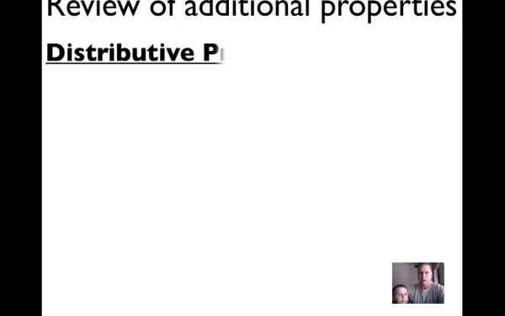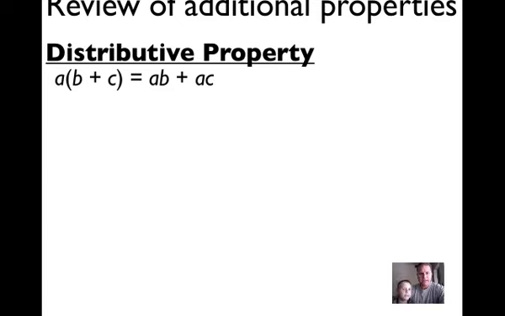That's okay. Here's some other properties. Review of additional properties. So here's the distributive property. Basically that says that A times the quantity B plus C is equal to AB plus AC. I'll talk about that later. It also works for subtraction problems. So A times the quantity B minus C is equal to AB minus AC.